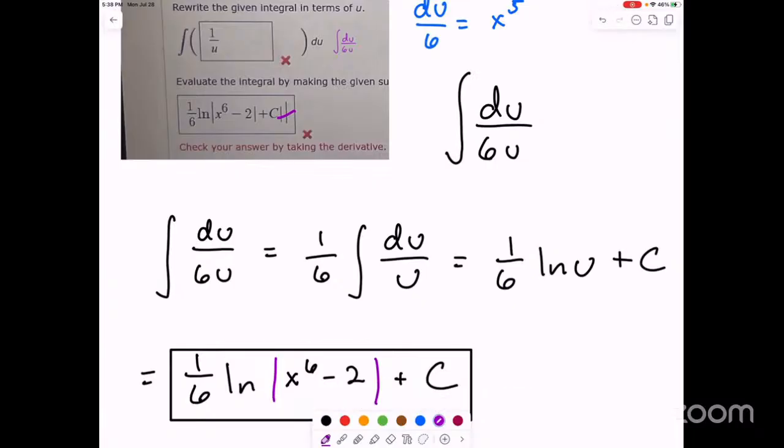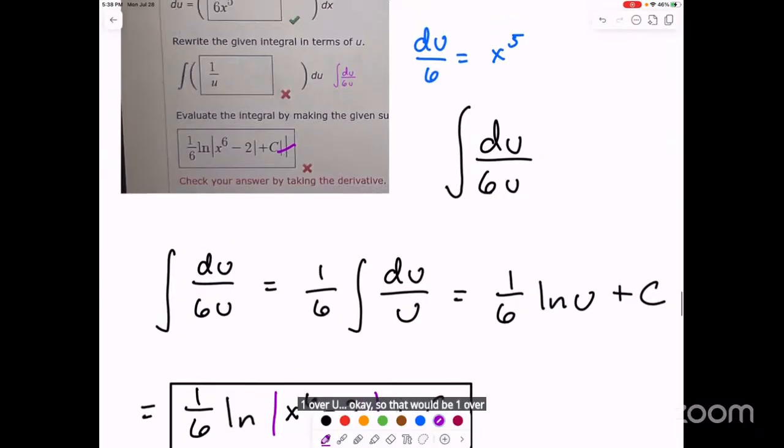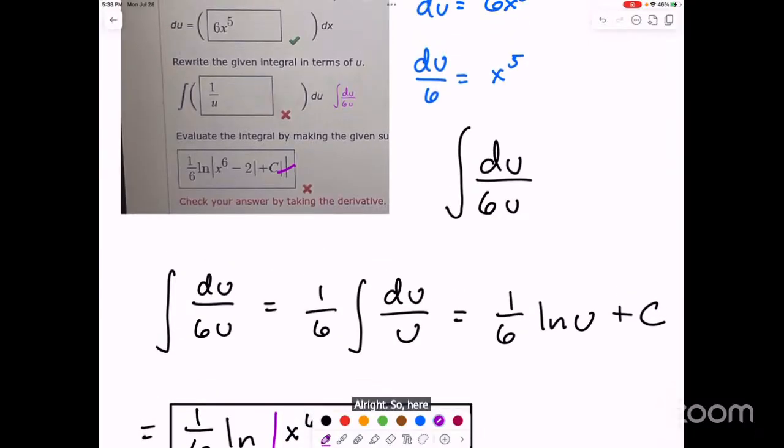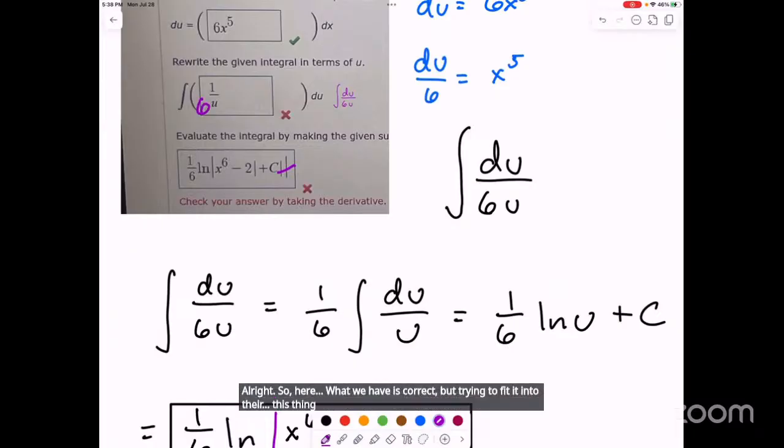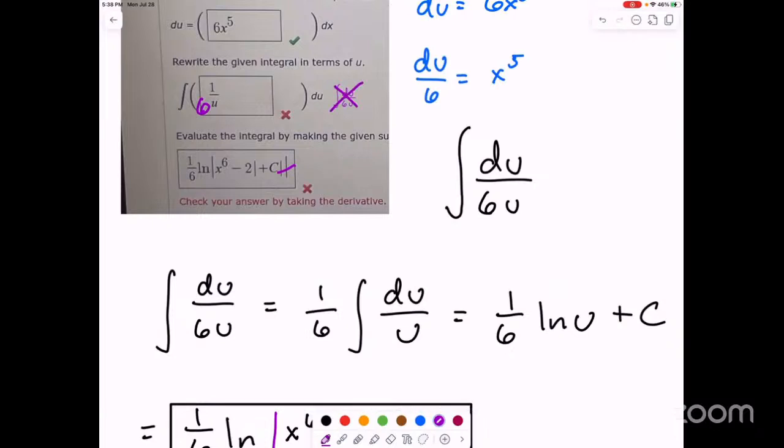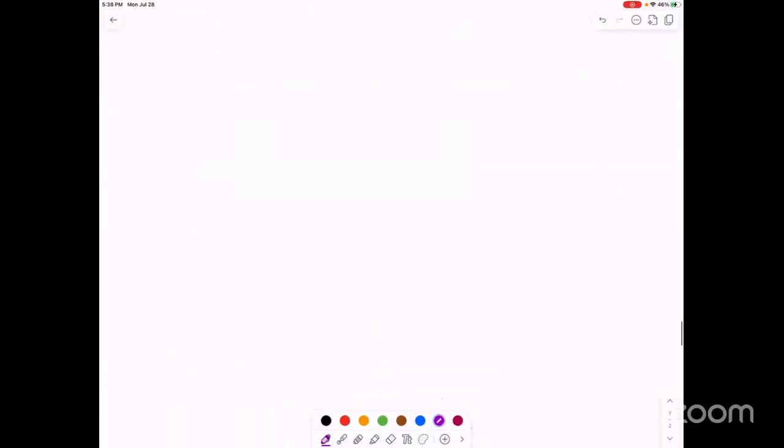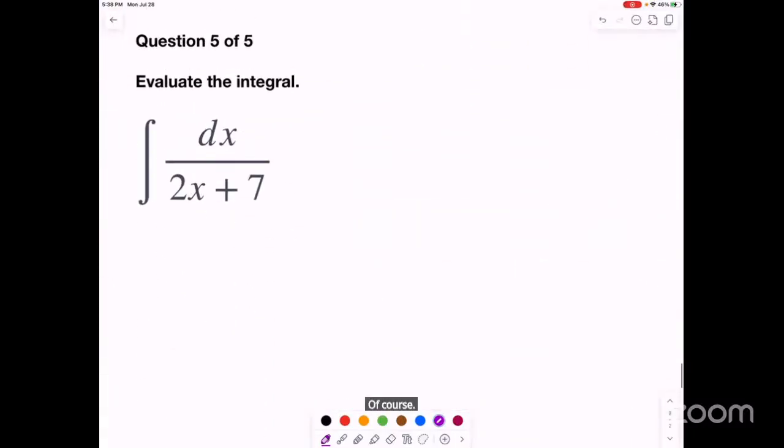1 over u. Okay, so that would be 1 over 6u, right? So here, what we have is correct, but trying to fit it into this thing, it looks like all you need there is a 6, and you can kind of ignore that one as well. I'll just check it in a moment.